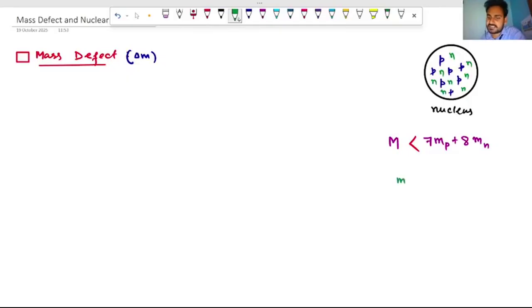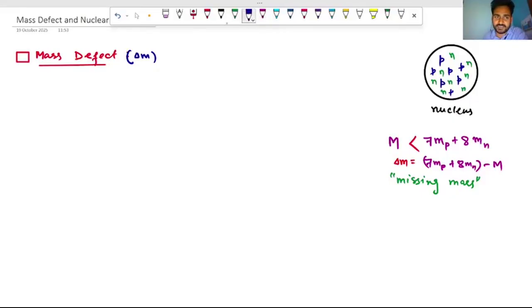So here what do we see? There is some mass missing. So let us name it as missing mass. Technically, we say this is mass defect. Mass defect here is what? Which one is greater? Here the greater is 7 times mass of proton plus 8 times mass of neutron, minus mass of nucleus. This is mass defect, or we are saying missing mass.